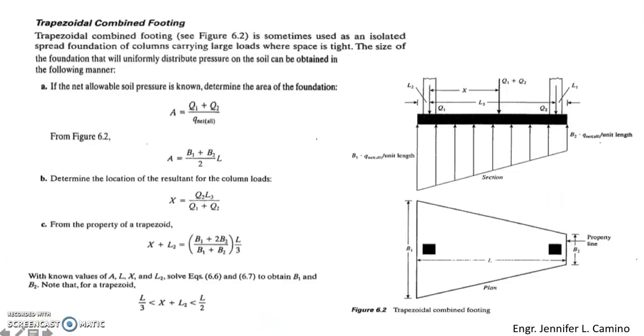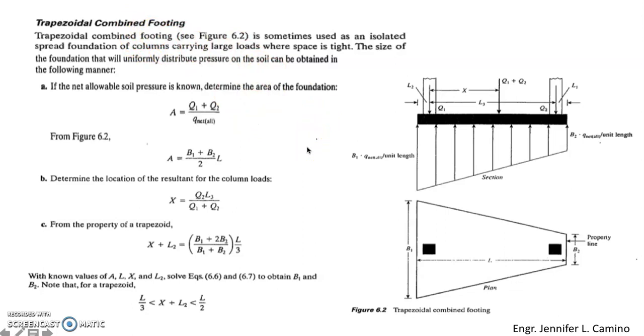And we have what we call the trapezoidal combined footing. So basically for this, this is being used when the columns carry unequal loads and the distance outside the column of the heaviest load is limited. So if there is an unequal distribution of load, it is advisable to use a trapezoidal combined footing.